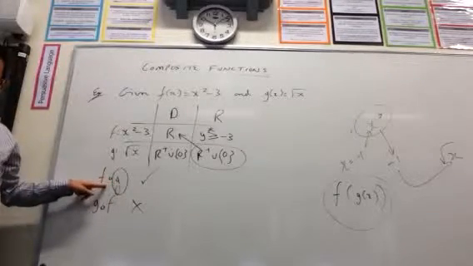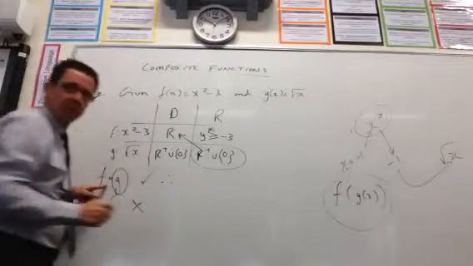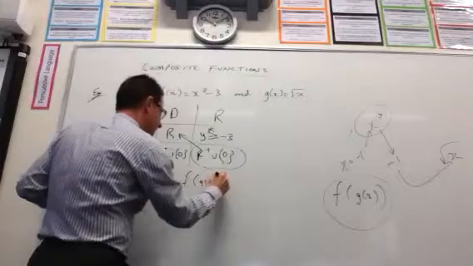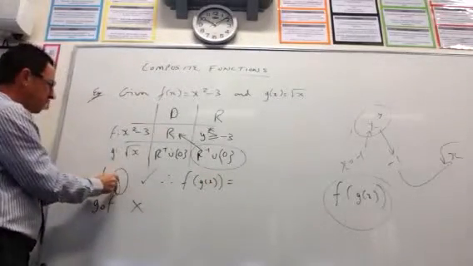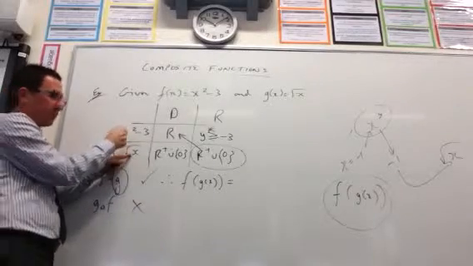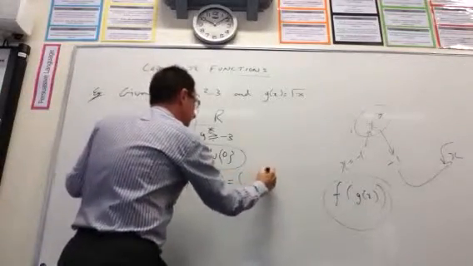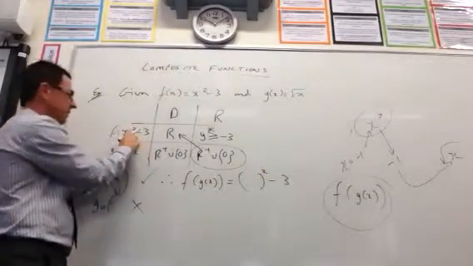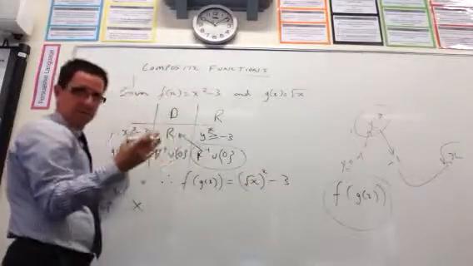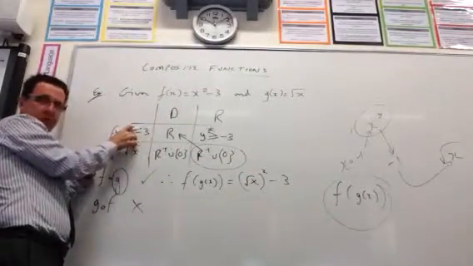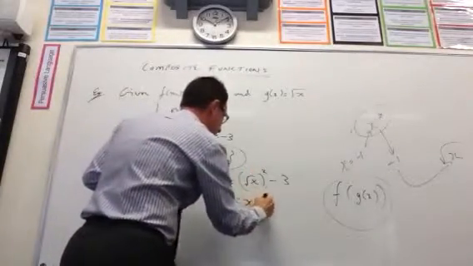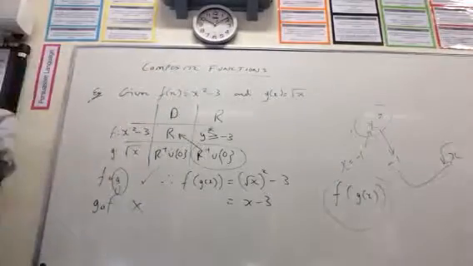This one does exist. So let's come up with the rule for fog. F of g of x will equal: I took my g function, which is this, and I put it in here. You've got x squared minus 3, but instead of it being x, I'm replacing it with root x. Root x squared is x minus 3. That's the new rule.